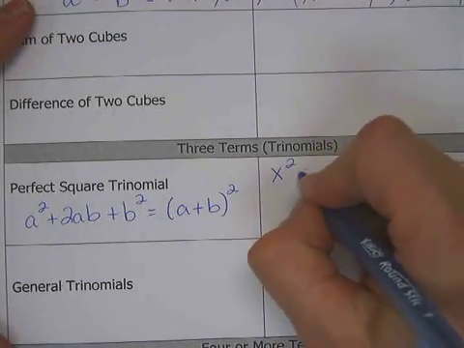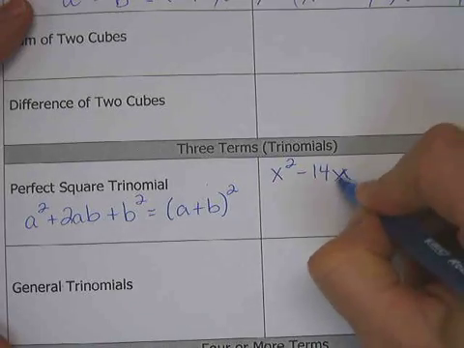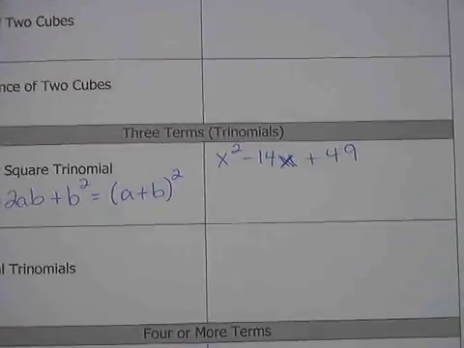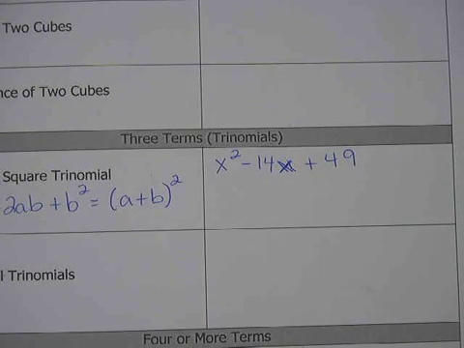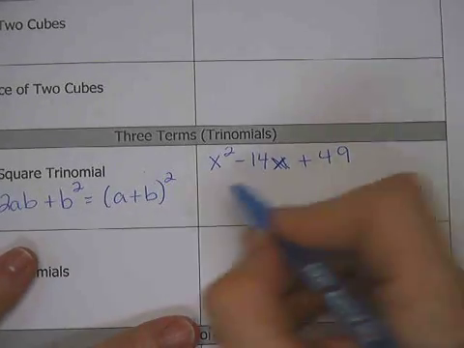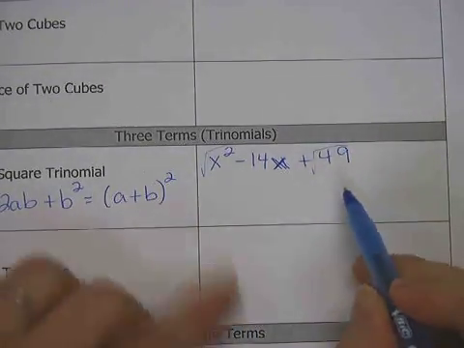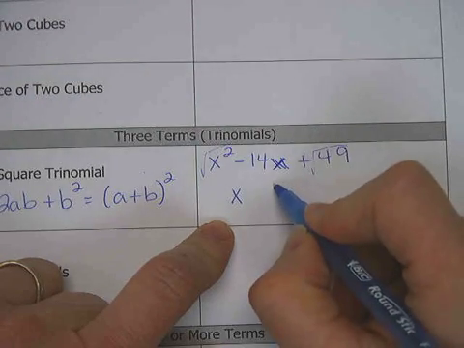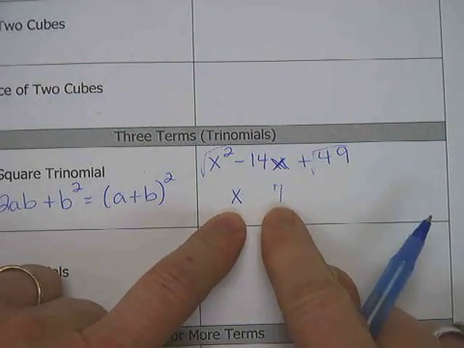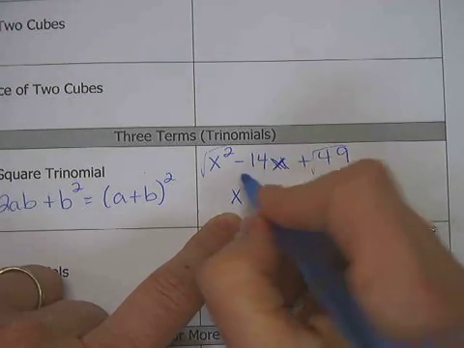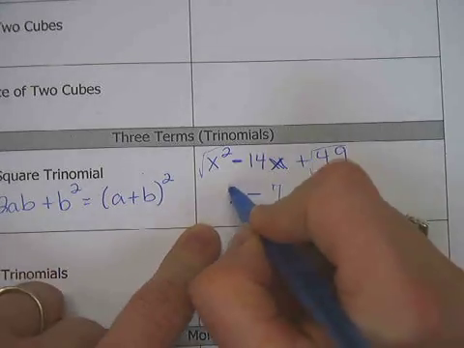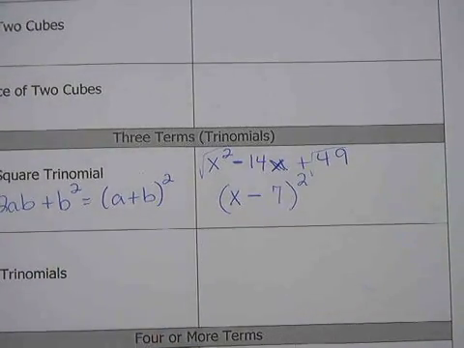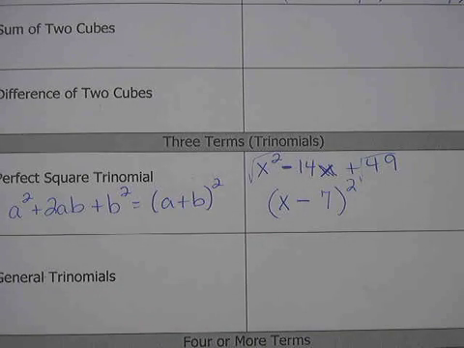Okay, so for your example, let's do this one. X squared minus 14x plus 49. So you want to identify, is it a perfect square trinomial by looking at the first and last terms. X squared is a perfect square. 49 is a perfect square. And then, is the middle term twice the product of these two things? Yes, it is. And because of this subtraction sign right here, this needs to be factored into this. So that's what we worked on yesterday. And we kind of went through recognizing those patterns.